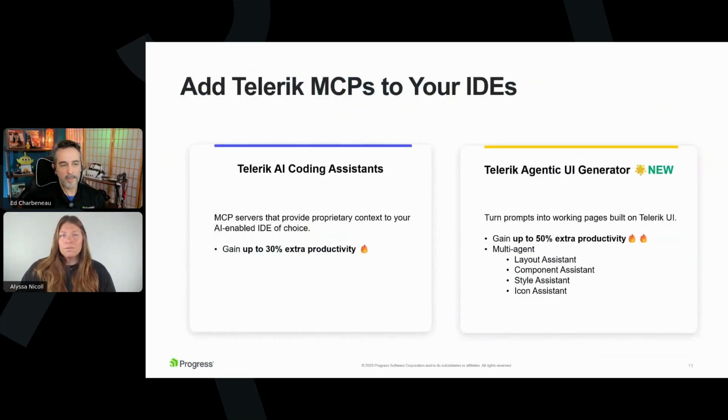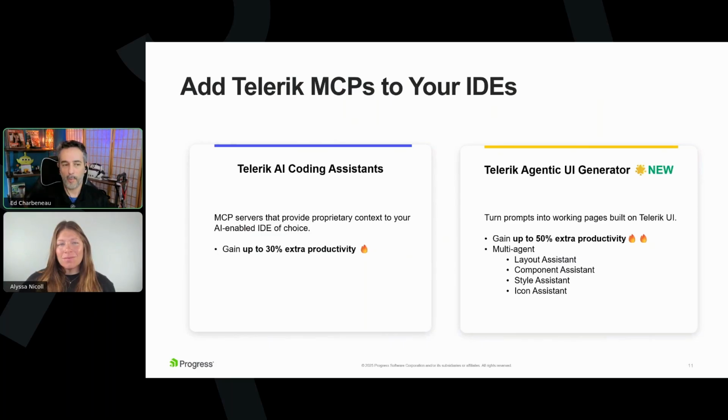So I talked a little bit about our Telerik AI coding assistants. These are tools that you can use alongside Copilot inside of Visual Studio Code, your IDE of choice. We have talked to customers that are using these tools, and they are reporting back to us that they are getting up to a 30% boost in productivity. These tools are helping you write better code. It's providing additional context to your Copilot, and I'll show a demo of it in just a minute.